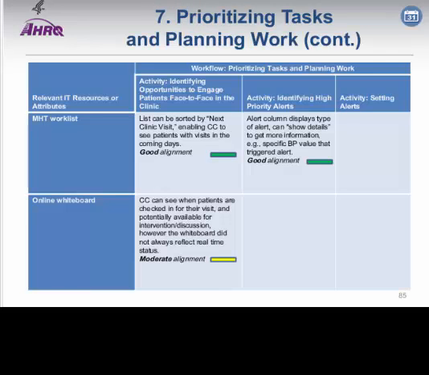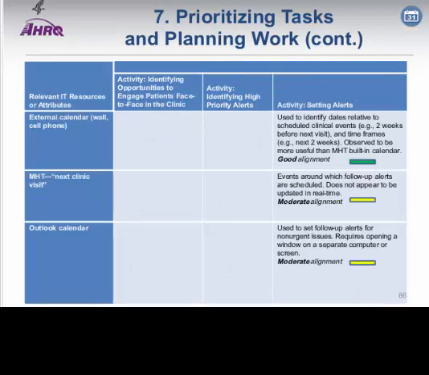And what we found was that in this case, the IT was fairly good at helping to prioritize. The alerts and the reminders were certainly helpful in particular. There was an online whiteboard that was supposed to help the care coordinators see which patients had checked in and where they were during a visit so they could connect with them. And that, it turned out, didn't work very well because the way the updates to the whiteboard worked, it didn't quite happen in real time. And so it was much less useful as a tool for the care coordinators.